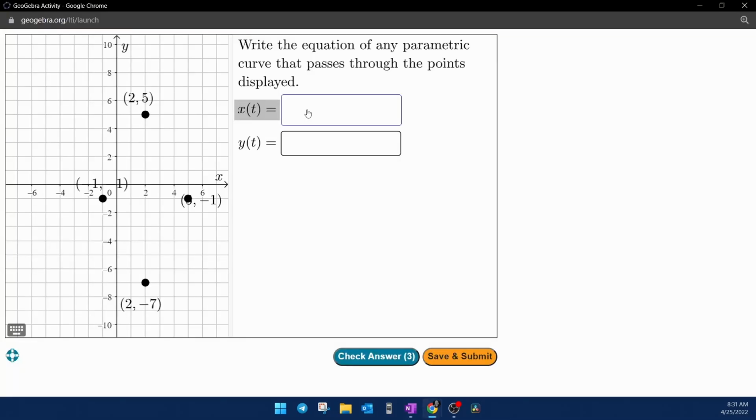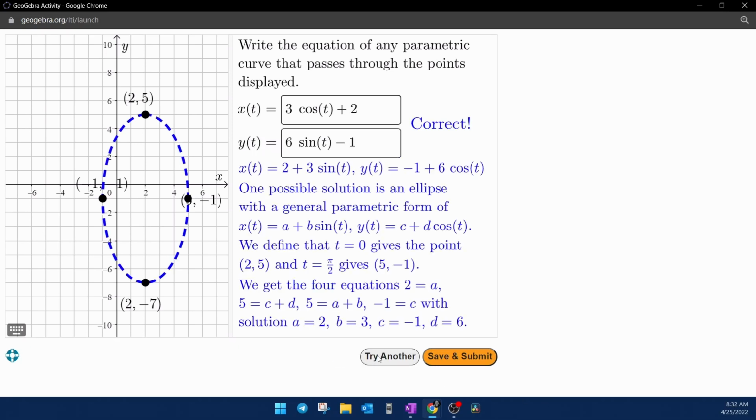So back to our GeoGebra window. Our x of t was 3 cosine of t. You do need to move out of the parentheses to put your plus 2. And then we need to input y of t. And that was 6 sine, S-I-N, t, move out of the parentheses, minus 1. And let's see how we did.